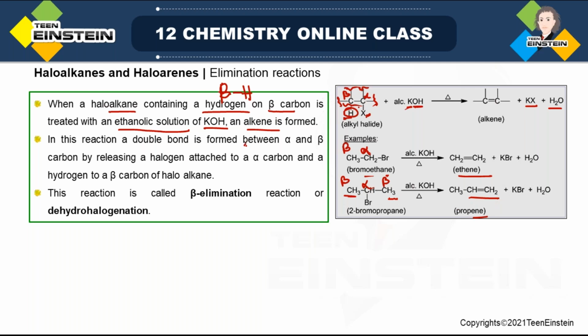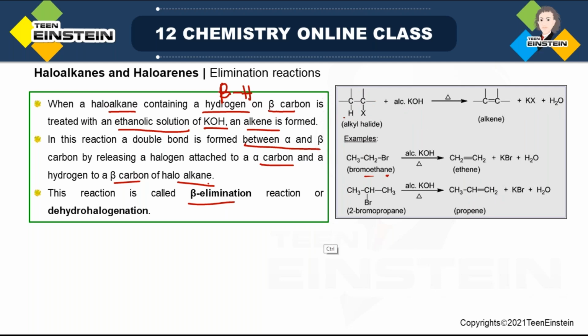In this reaction, a double bond is formed between the alpha carbon and beta carbon by releasing the halogen attached to the alpha carbon and a hydrogen attached to the beta carbon of the starting material, which is the haloalkane. Now as beta hydrogen is removed, it is also sometimes called beta elimination reaction or dehydrohalogenation. Why dehydrohalogenation? Because it is net removal of, see, let me clear it.